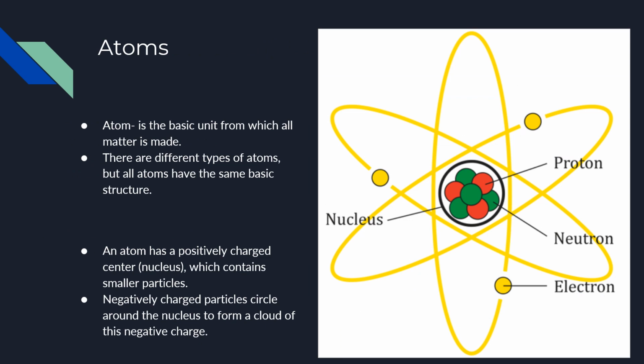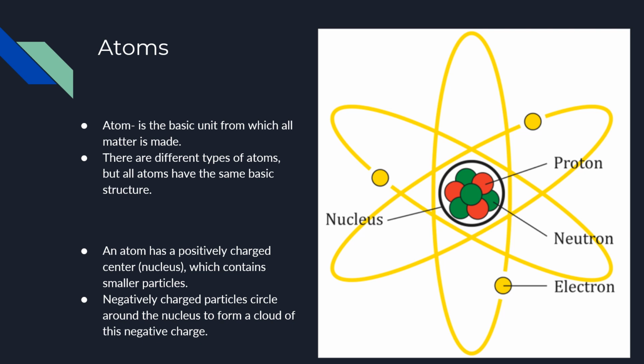All right, and on that last page of notes, if you thought it was atoms, you were right. So an atom is the basic unit from which all matter is made. There are different types of atoms, but all atoms have the same basic structure. An atom has a positively charged center, which is the nucleus, and it contains smaller particles. And then there's the negatively charged particles that circle around the nucleus to form a cloud of this negative charge.